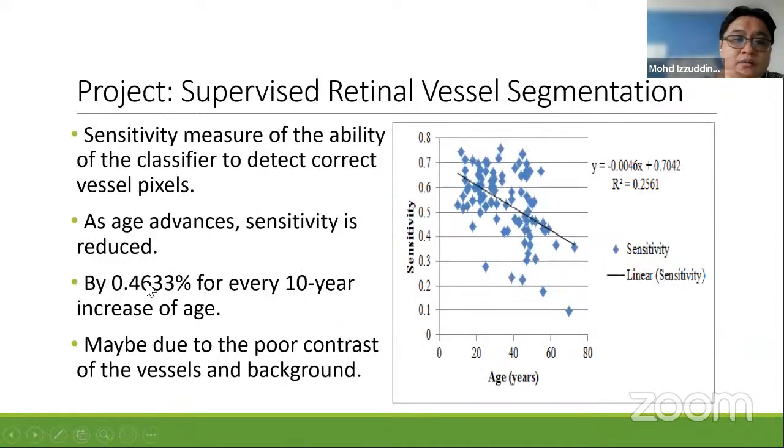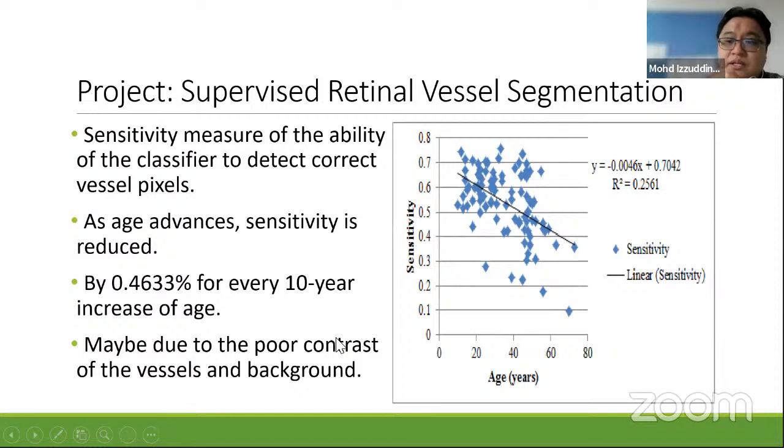So what do we learn when we assess the results from our deep learning? If you look at this particular graph, as the age increases, the sensitivity will decrease. What do we mean by sensitivity? It measures the ability of our deep learning to correctly detect that a vessel is a vessel. As the age advances towards 80, the sensitivity will drop dramatically, to 0.1.